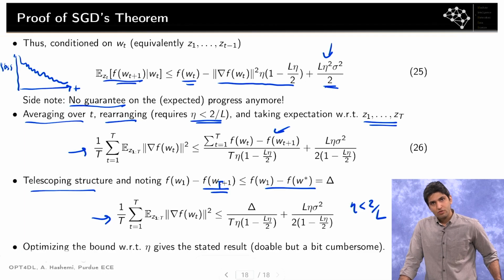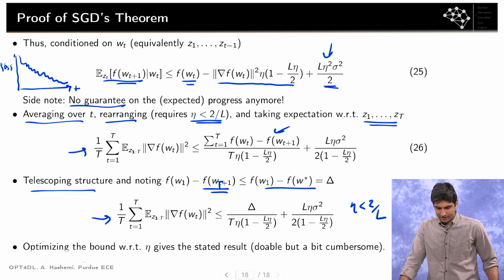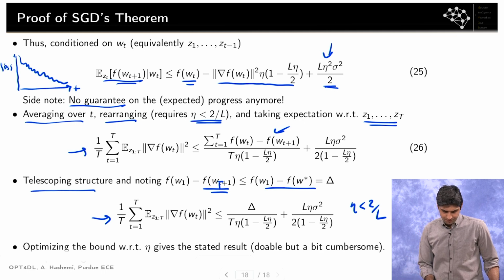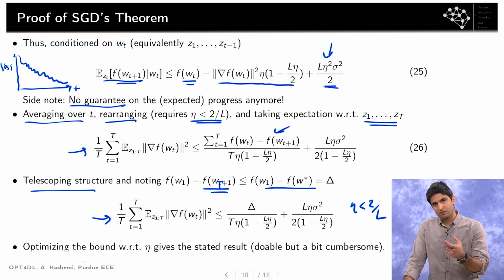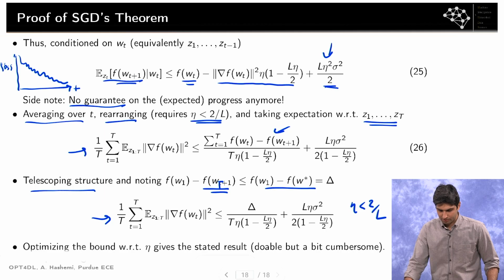All that remains is to optimize this bound as a function of the learning rate. And you can do so, I would say, easily, but the calculation is a little bit more involved. So I'm going to skip it in the lectures. But if you do so, you're going to be able to find the exact step size that we stated in the statement of the theorem.